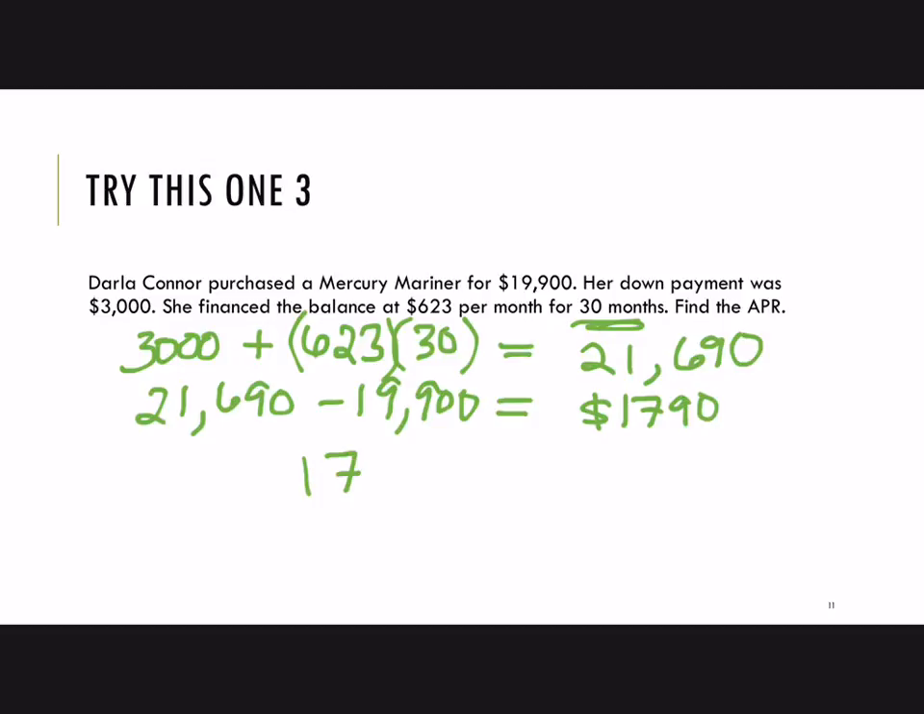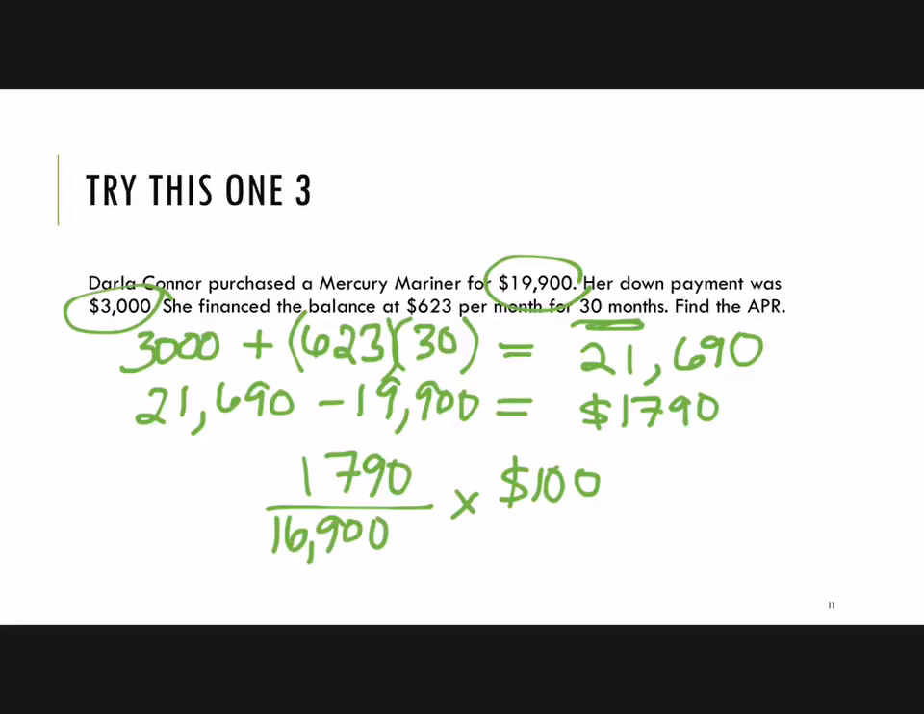Then the next step is to find the finance charge per $100. So we need to divide this finance charge by the amount financed, and then multiply times 100. The amount financed is the cost of the car minus the down payment, and that would be $16,900. Now this one we need to round, so this is approximately $10.59.